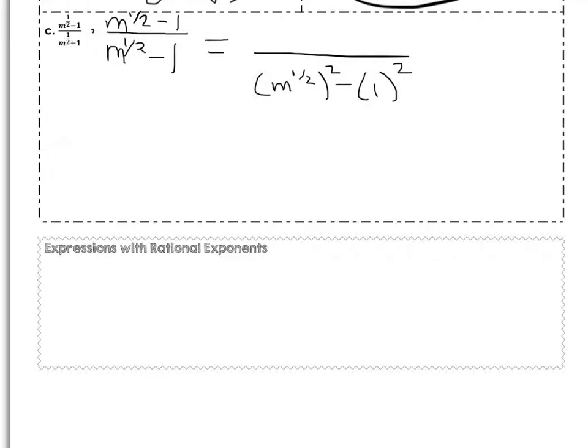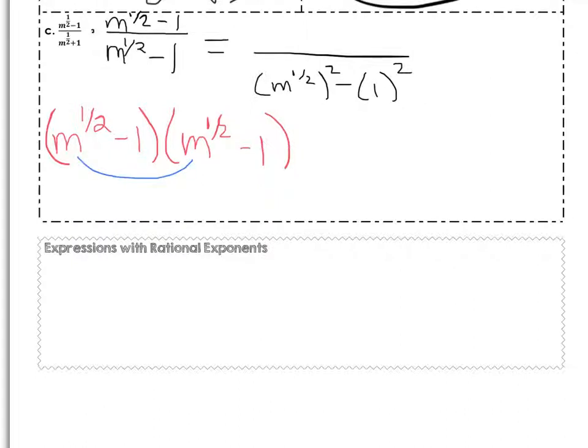So I'm just going to really quickly rewrite our difference of two squares. But on the top, we must FOIL out. Let me write my numerator problem. m to the 1/2 times m to the 1/2. When I'm multiplying, I add their exponents. That's going to give me an m. Then we're going to have m to the 1/2 times -1, giving me a negative m to the 1/2. And we're going to have that again. And then lastly, we have -1 times -1, giving me +1.